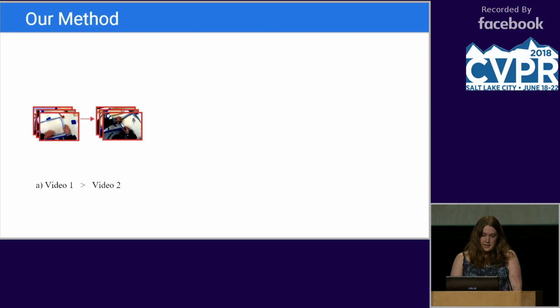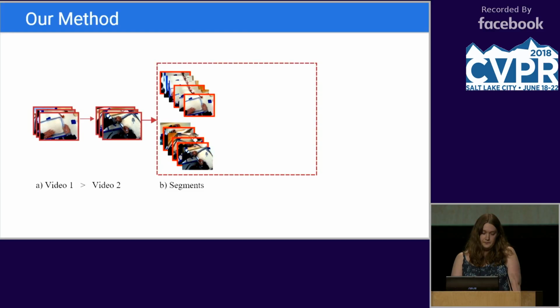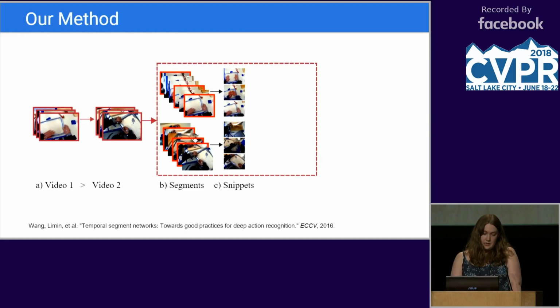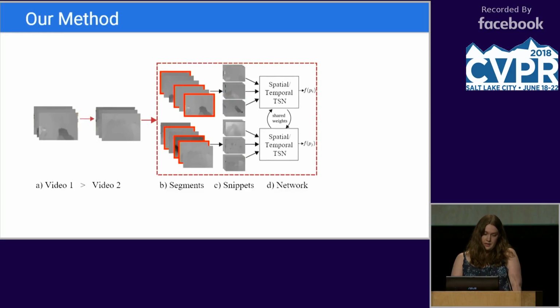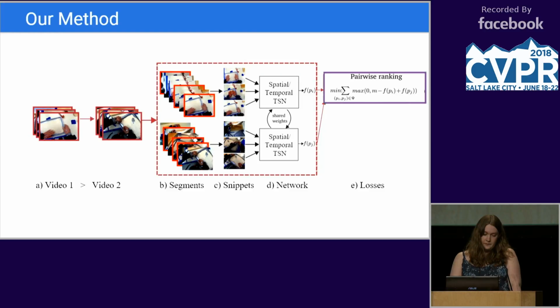Now onto our method. Here's our input pair of videos, with one video showing a high level of skill. In order to gain an overall skill ranking for any number of videos, we divide each video into segments and use TSN to randomly sample a snippet from each segment. Each snippet is then fed into a shared weight Siamese network, either spatial or temporal. These networks output a score for each video in the pair from a consensus of the snippets. These scores are then fed into a margin loss function to evaluate the violation of the ranking of each pair of videos.